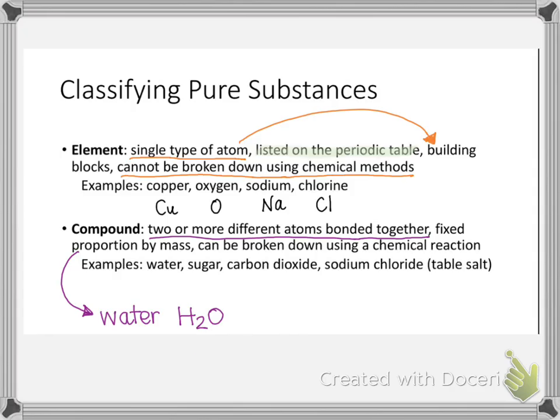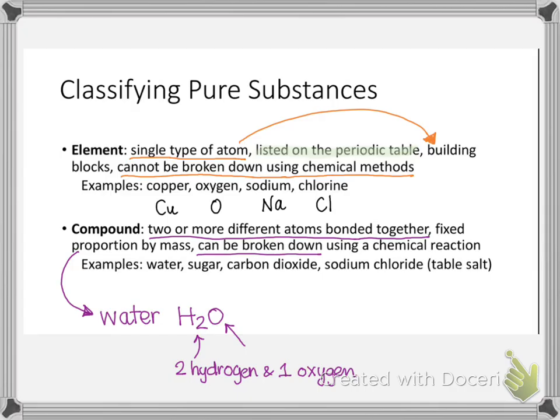So water has 2 hydrogen atoms, and if there's no number, it's one oxygen atom. And the bonding of those atoms together makes water. And water can't have a different proportion and still be water. So every compound has its own fixed proportion of the atoms by mass. Now, we can break down compounds into their elements using chemical reactions. So compounds can be chemically broken back down into their elements.